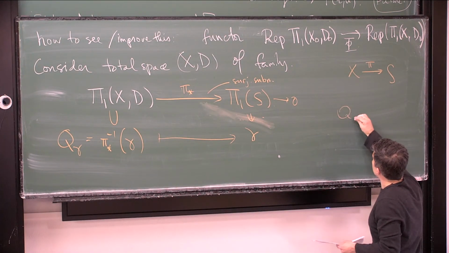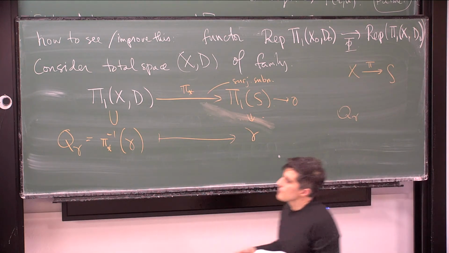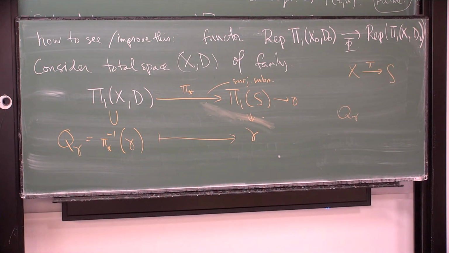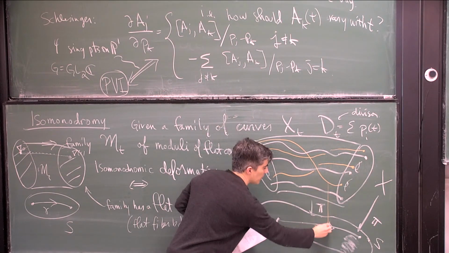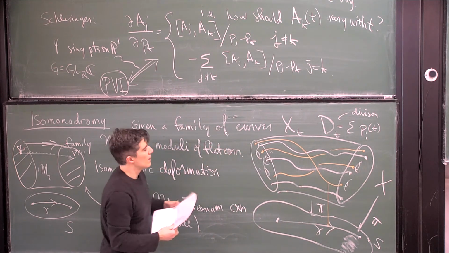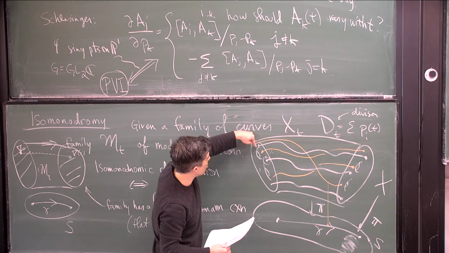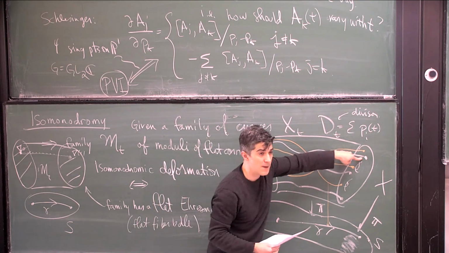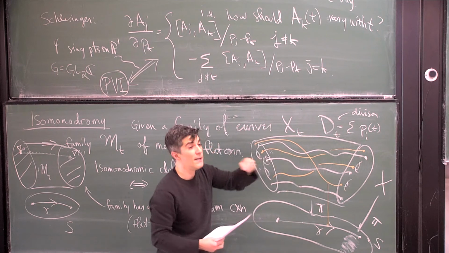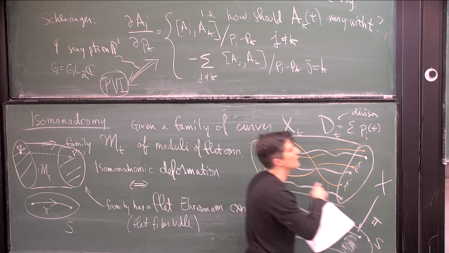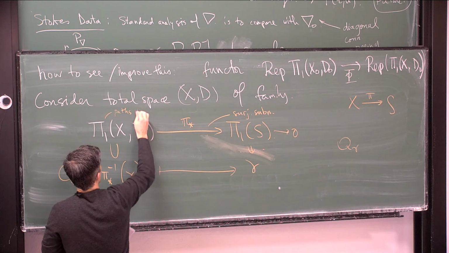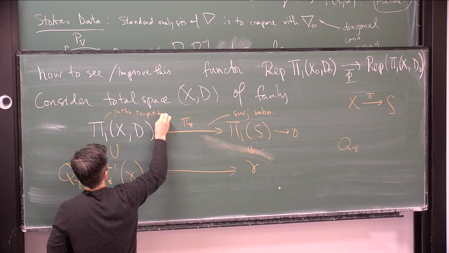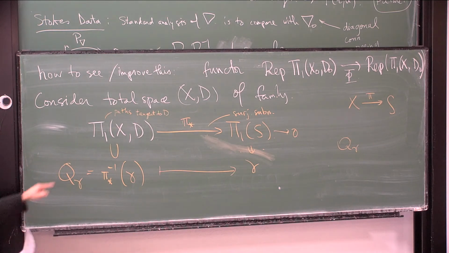And Q_gamma, what is it? I've drawn it here in orange. Q_gamma is all paths in the total space which map down to this path, which therefore must go from the initial fiber to the final fiber, okay? And they must remain everywhere tangent to D. So these are logarithmic paths, they have to be tangent to D. But in any case, this is a groupoid.